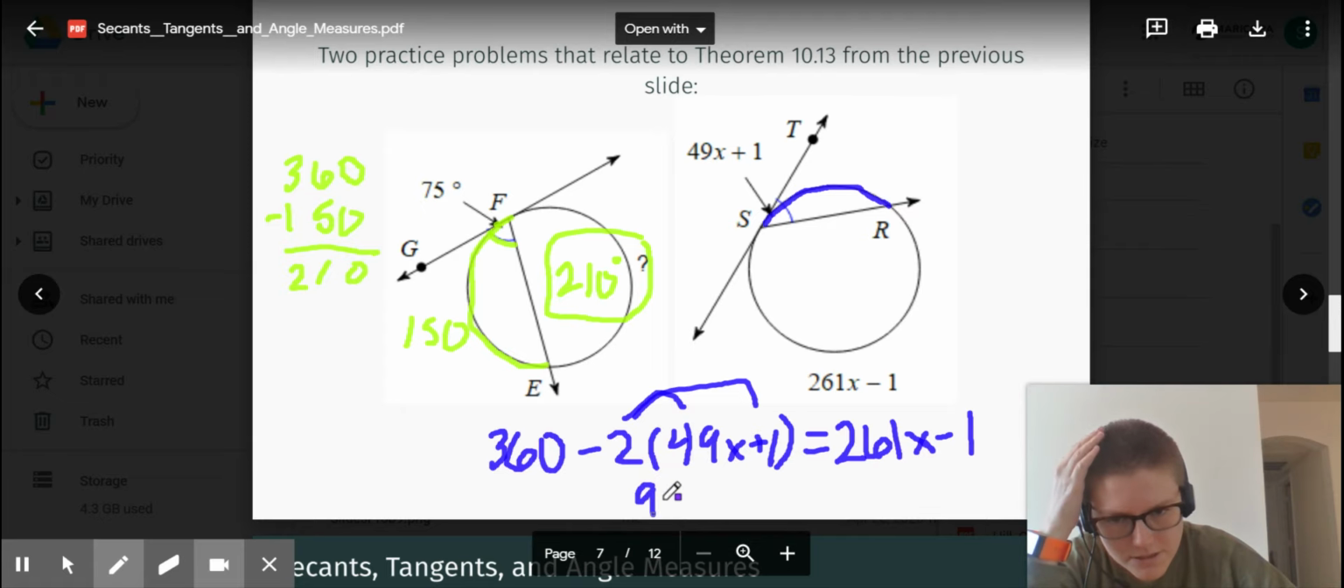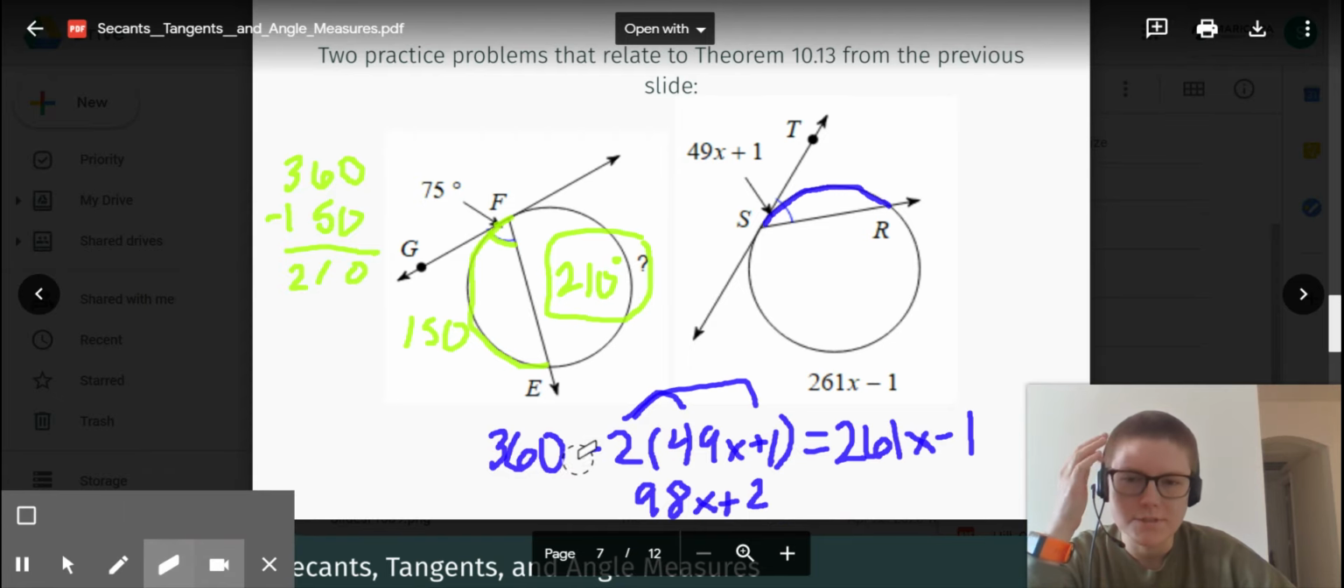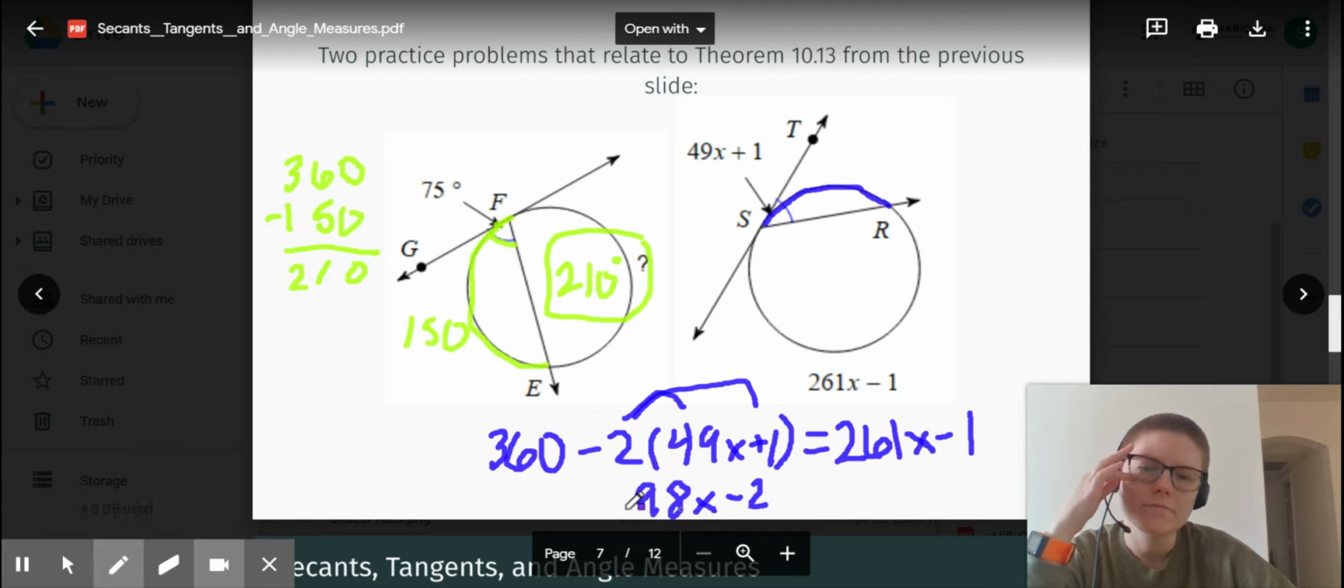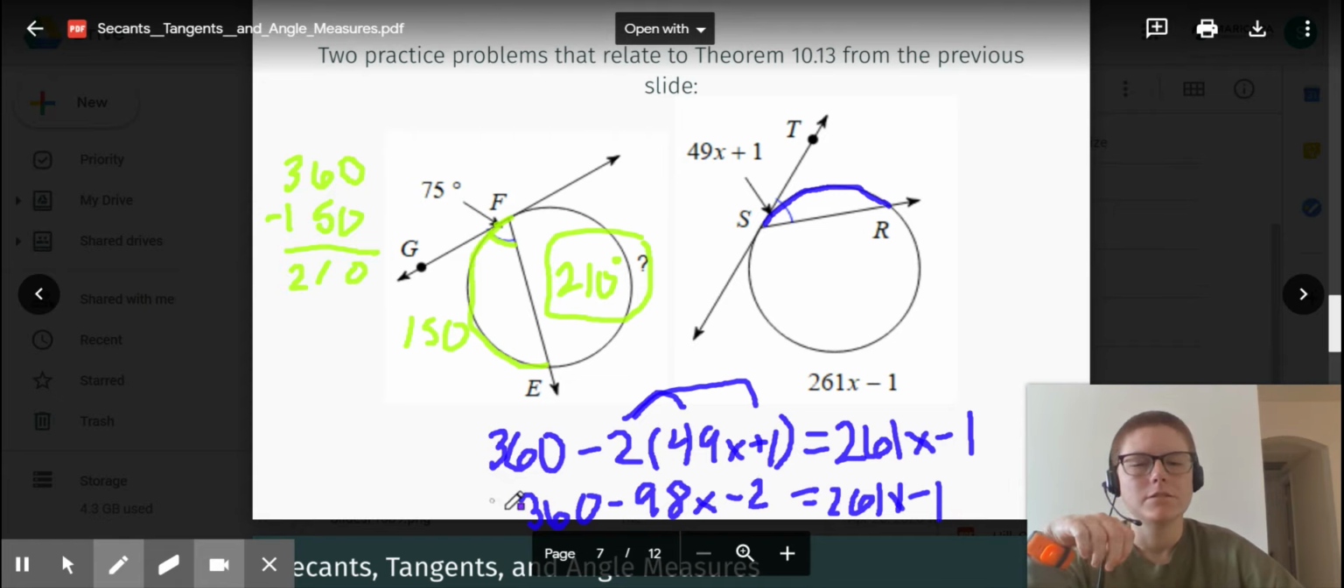Let's do this, 98x plus 2. I think it's actually, since this was negative, we got to make this negative too. Minus 2. So 360 minus 98x minus 2 equals 261x minus 1. And then I'm going to combine like terms.